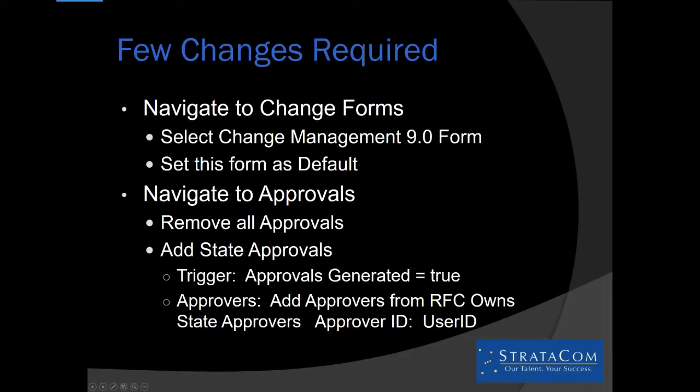It comes from the approvers from the relationship RFC owns state approvers. And then the approver ID that links all of it up would be user ID.